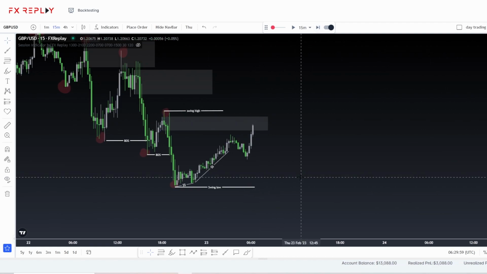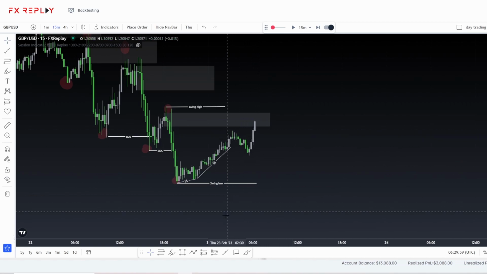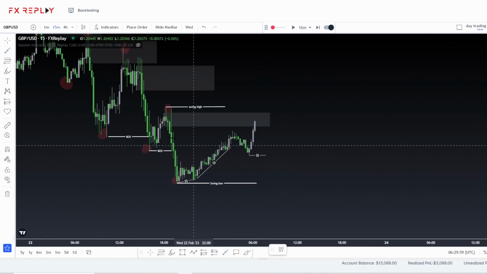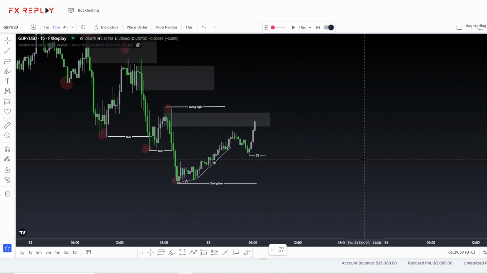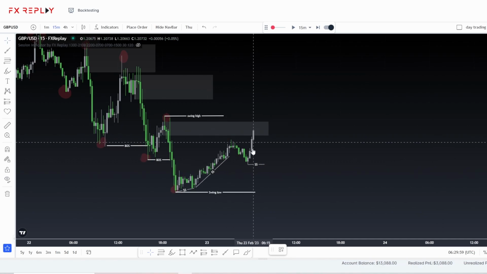Price taps in, so now we can look for a lower time frame confirmation. We also have more liquidity with this low here, right? As mentioned in the previous video, every single low and high is major liquidity. This is a low because people are buying. For some reason, people are buying from here and pushing it up, which means they have stop losses around this area, which means this low is liquidity.